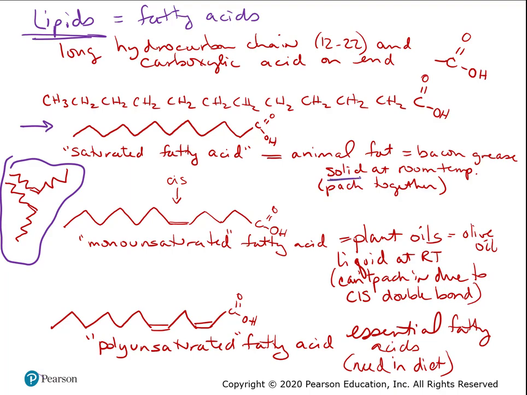So the reason animal fats are typically solid at room temperature is because they contain a large number of saturated fatty acids. Plants, though, make a lot of unsaturated fatty acids, like olive oil and canola oil. And having the bend, I always think of them more like forks.